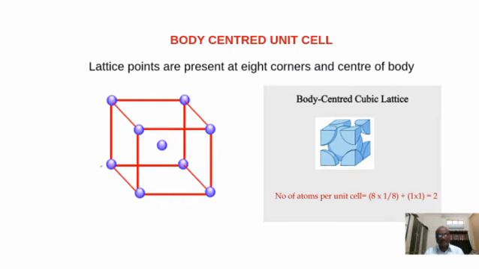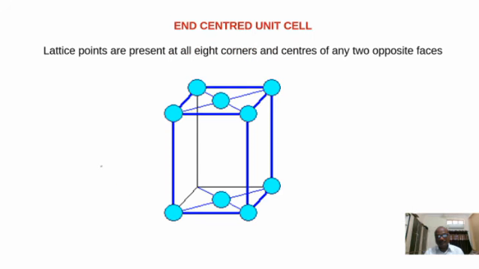In the case of a body-centered unit cell, 8 corners are occupied by lattice points and the center of the body is also occupied by a lattice point. The average number will be equal to 2. The end-centered unit cell does not belong to the cubic system. 8 corners will be occupied by lattice points and any 2 opposite faces will contain lattice points. That we call an end-centered unit cell.